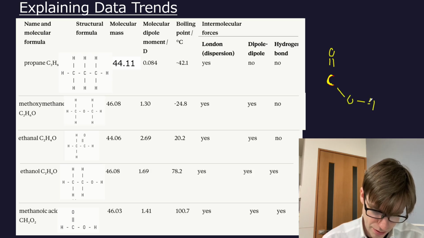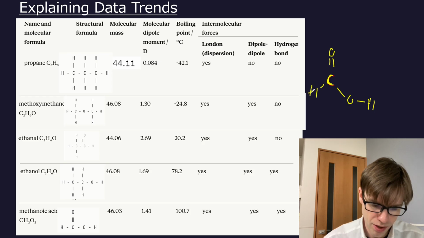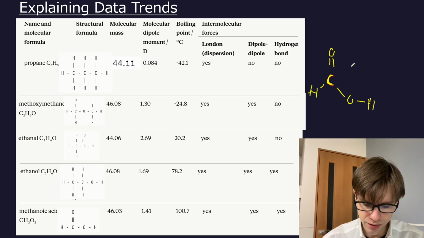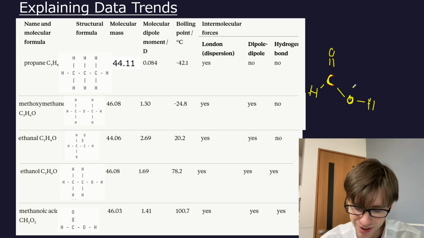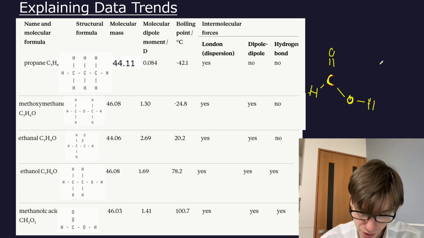So methanoic acid looking something like this. A carbon-hydrogen bond, a carbon-oxygen double bond, carbon-oxygen single bond, and oxygen-hydrogen single bond. Now this can hydrogen bond with another methanoic acid, but I'm going to draw it in such a way that we can actually get two hydrogen bonds.